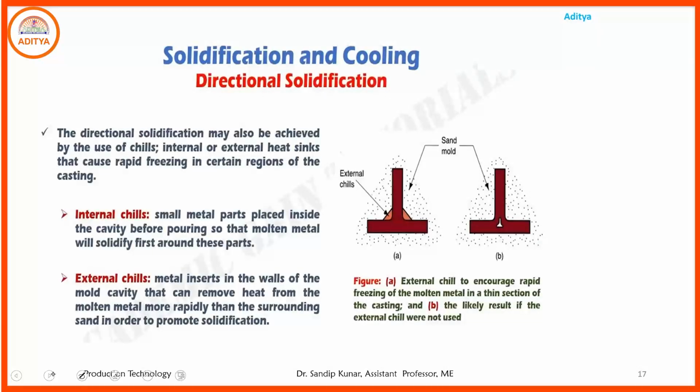Directional solidification and cooling. For directional solidification, we use chills. Chills help remove heat from the molten metal to the surface, and from the surface the heat is rejected to the environment. There are two types of chills.